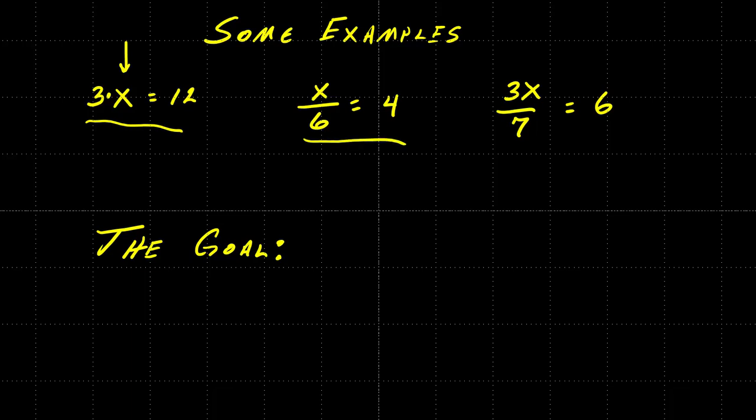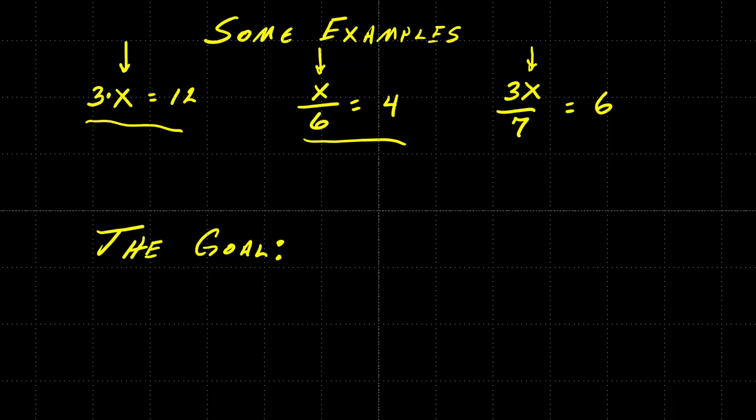Next one is x divided by 6 equals 4. Once again, what we're looking for is the value of x that makes this equation true. And finally, a combination multiplication division problem: 3 times x divided by 7 equals 6. And as always, what we're looking for is that value of x.